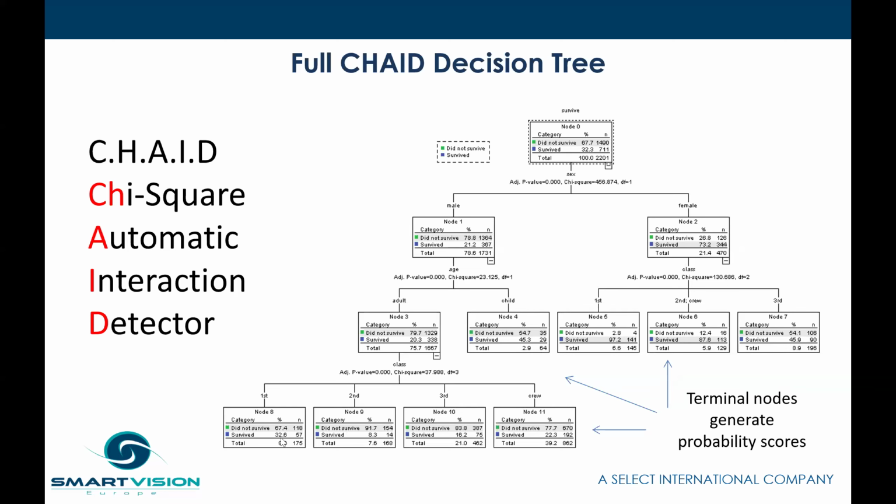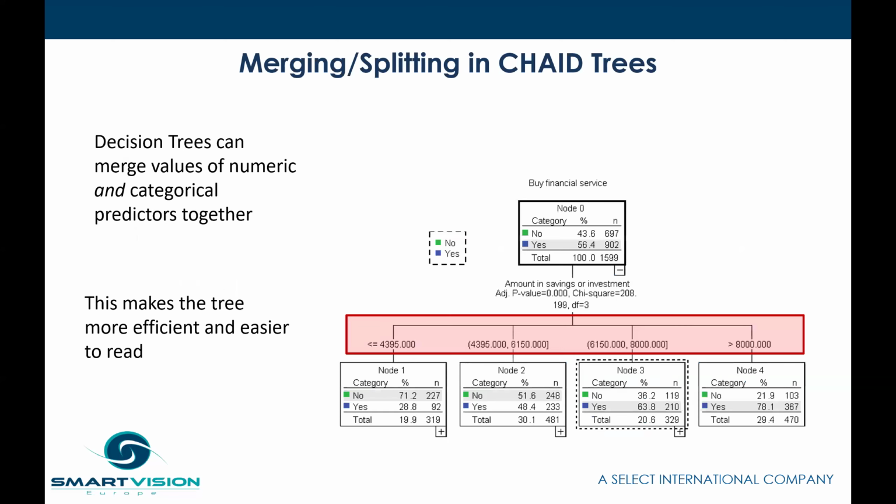The probability scores would be 32% survival for node 8, 8.3% for node 9, 16.2% for node 10, 22% for node 11, 45% for node 4, 97% for node 5, 87.6% for node 6, and 45.9% for node 7. So it would only generate 8 probability scores, but you could then pick this tree up and apply it to a new data set and ask, what's the probability of them surviving? So that's how it's working.